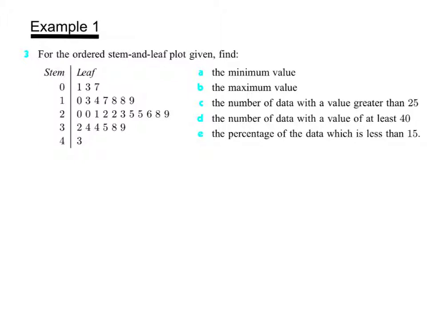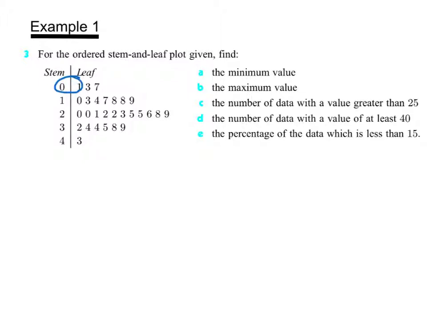Let's take a look at an example problem. This is problem number 3 in exercise 8C from your textbook. We're given an ordered stem and leaf plot, which is nice, so we don't have to do a lot of the work. And we're asked to find 5 things: the minimum value, the max value, the number of data with a value greater than 25, the number of data with a value of at least 40, and the percentage of the data which is less than 15.